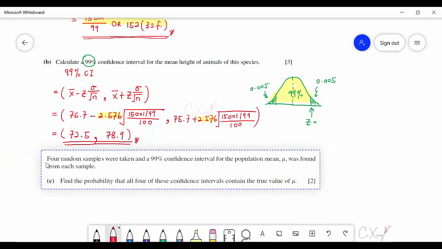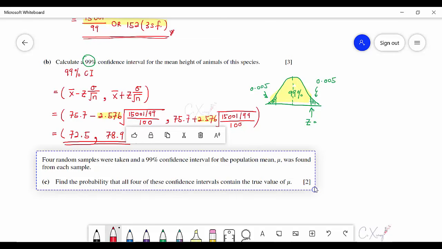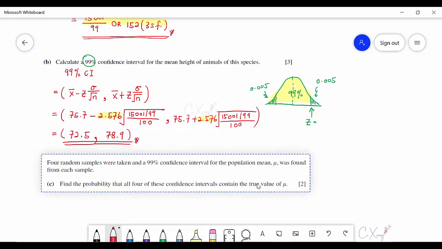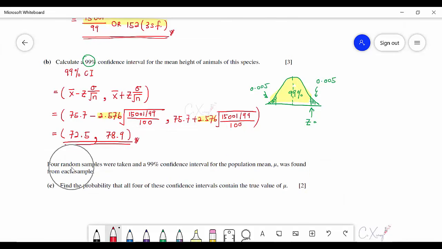And next one, part C. For part C, what do they want us to get? We have 4 random samples taken, and a 99% confidence interval for the population mean was found for each sample. So for every single sample here, we form a 99% confidence interval. They want us to find the probability that all 4 of these confidence intervals contain the true value of mu.